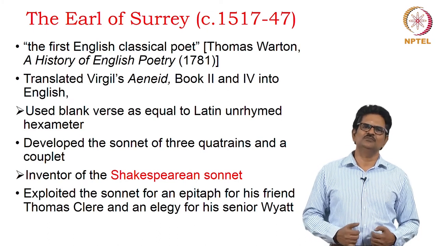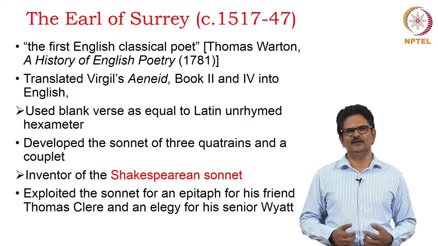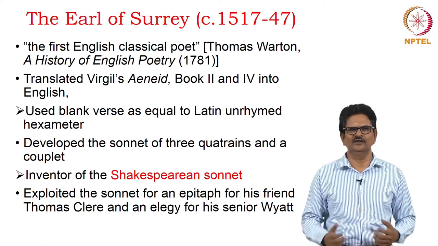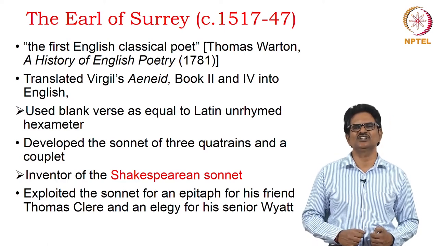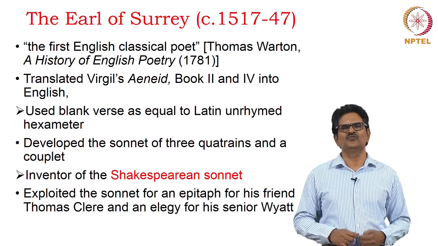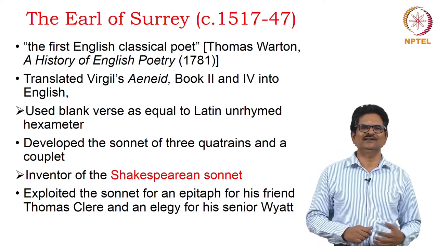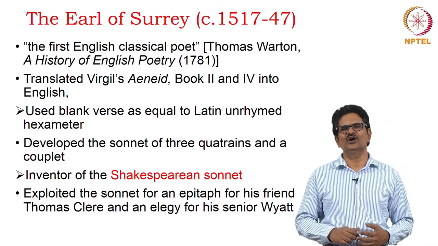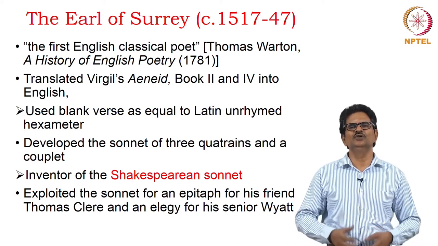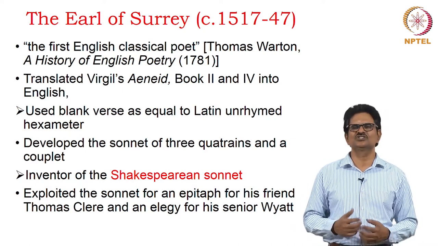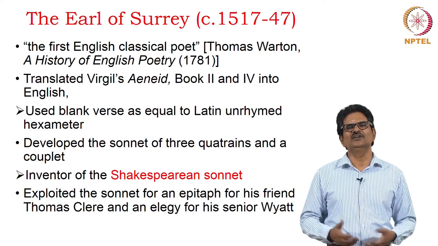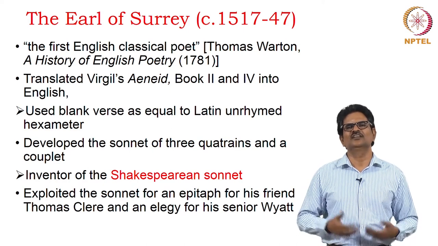Surrey also developed the sonnet of three quatrains and a couplet structure. This is called the Shakespearean sonnet, hence Surrey is called the inventor of the Shakespearean sonnet. Surrey also exploited the sonnet form for an epitaph for his friend Thomas Clary and an elegy for his senior poet, that is Thomas Wyatt. He was able to give new expressions in the sonnet form, which is usually used for expressing love for a beloved. That love is normally not reciprocated.